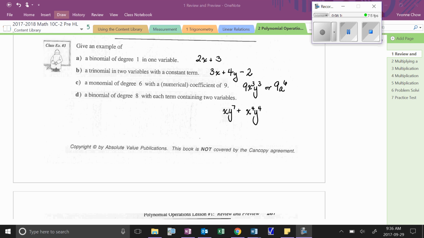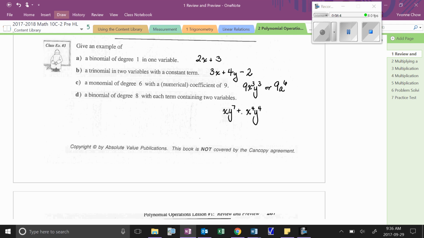A trinomial in two variables with a constant term. So I need 3 terms, 2 different variables. I have to have a constant. I've decided my constant is -2. You could have made it a positive, of course. And I need 2 variables. So I've got 3x plus 4y. Again, we could repeat variables. I could have 3xy plus 4x squared y, even changing up the degree because that hasn't actually been specified.